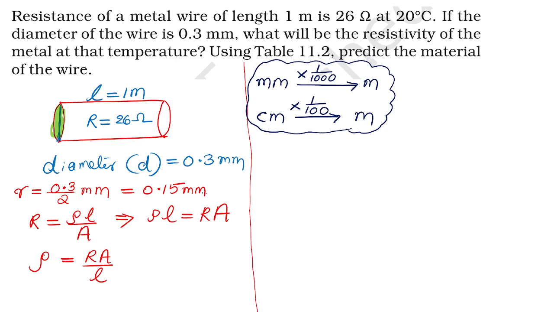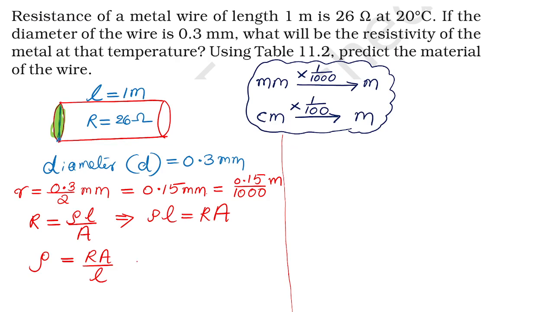So 0.15 millimeter to be converted to meter. How can I convert it? Millimeter is converted to meter by multiplying with 1 by 1000, or dividing by 1000. So 0.15 mm will be 0.15 by 1000 meter. There is a lot of calculation involved in this question. In physics, there will be plenty of calculations.